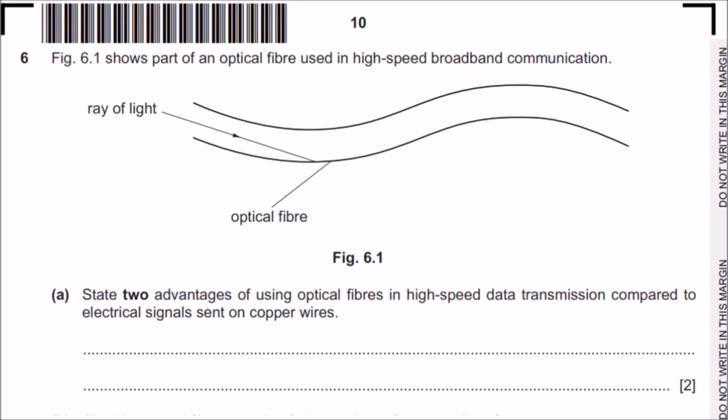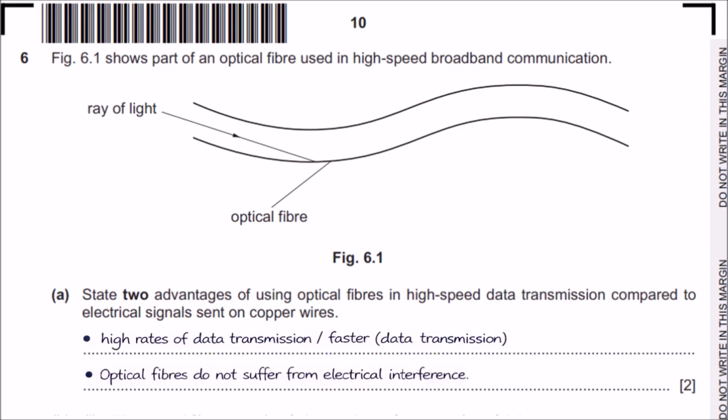So I will just share with you the first 2. I've ranked them according to my own weighting. So the first 2 we should know. Number 1, optical fibers carry or transmit more data at very high speeds. So there are high rates of data transmission.